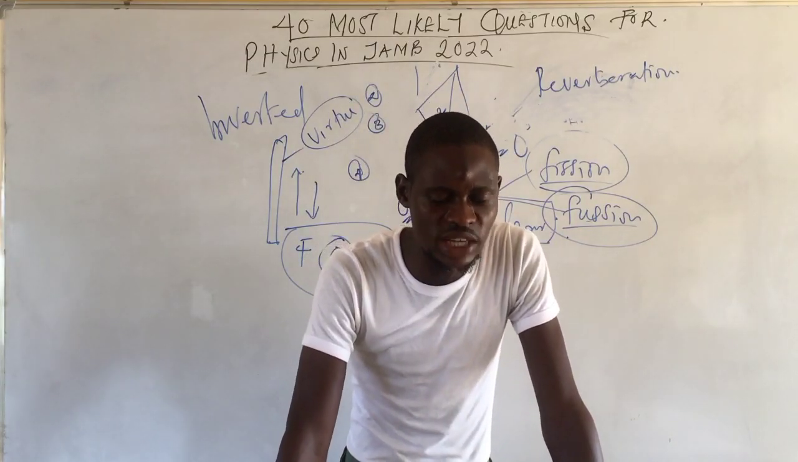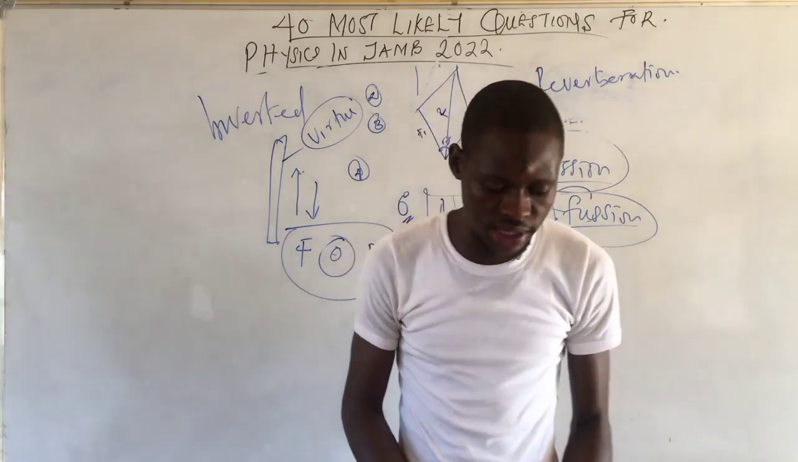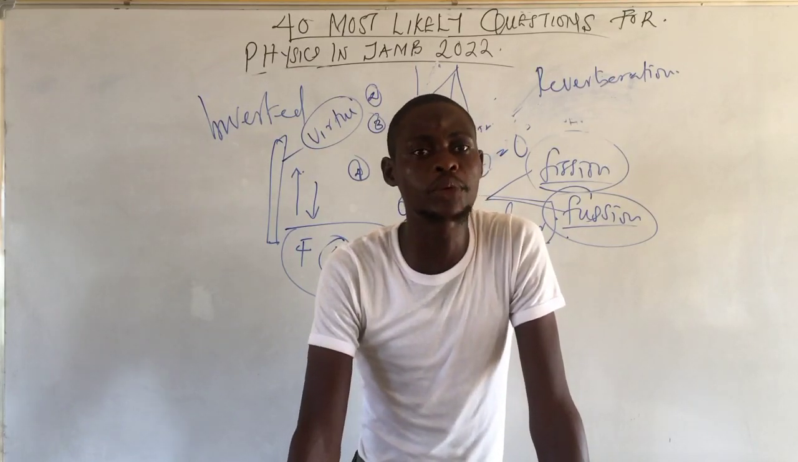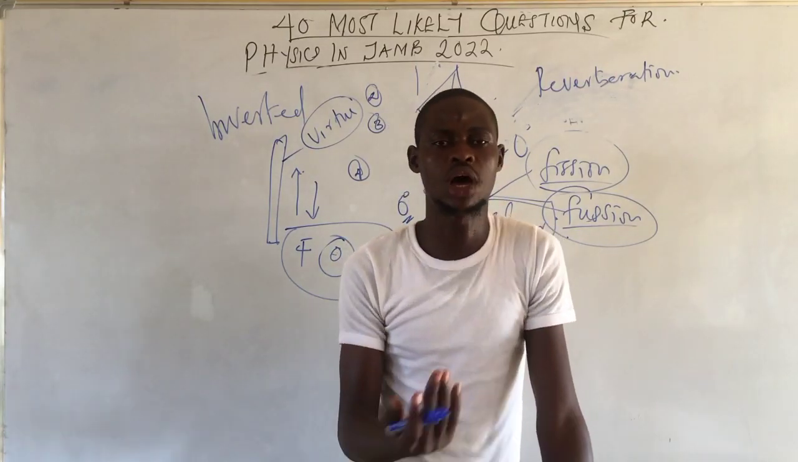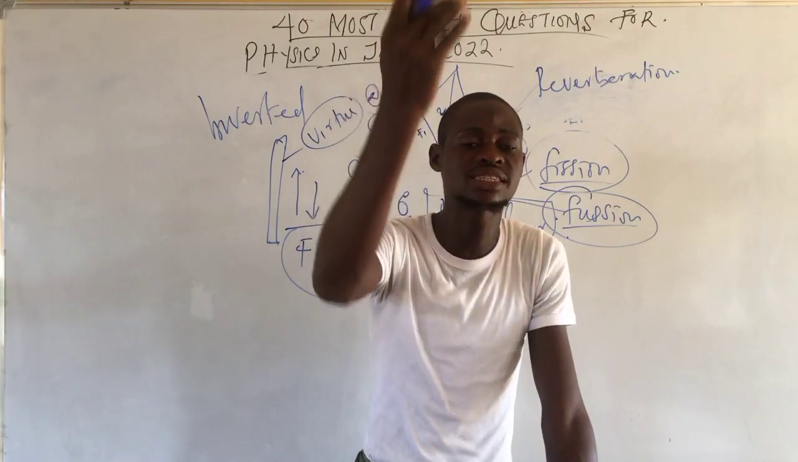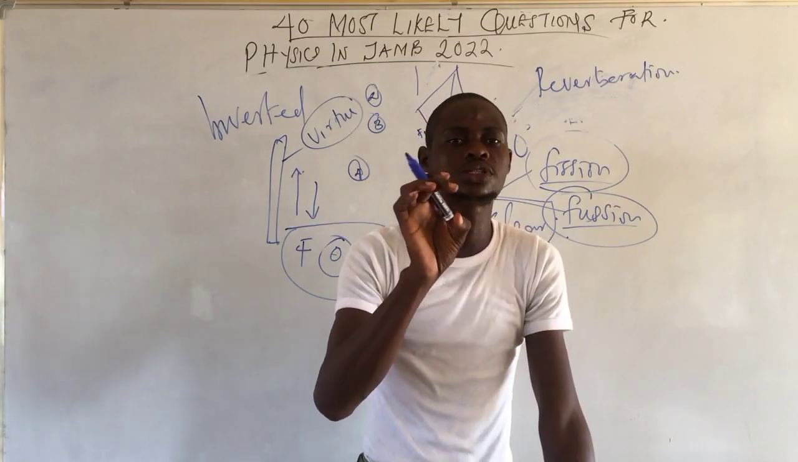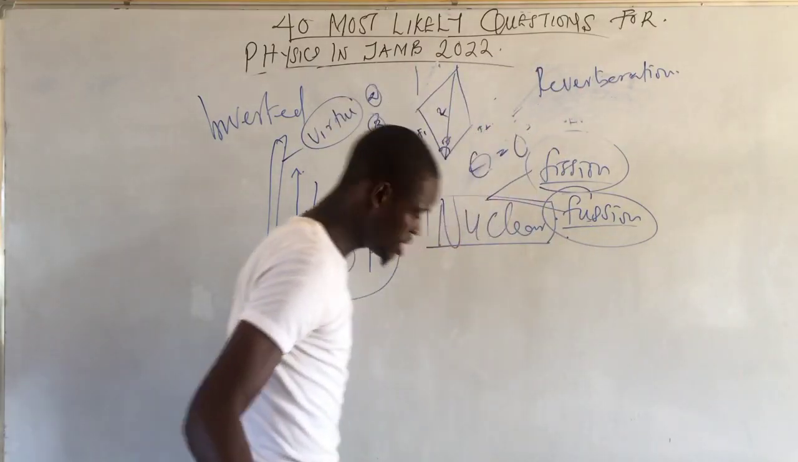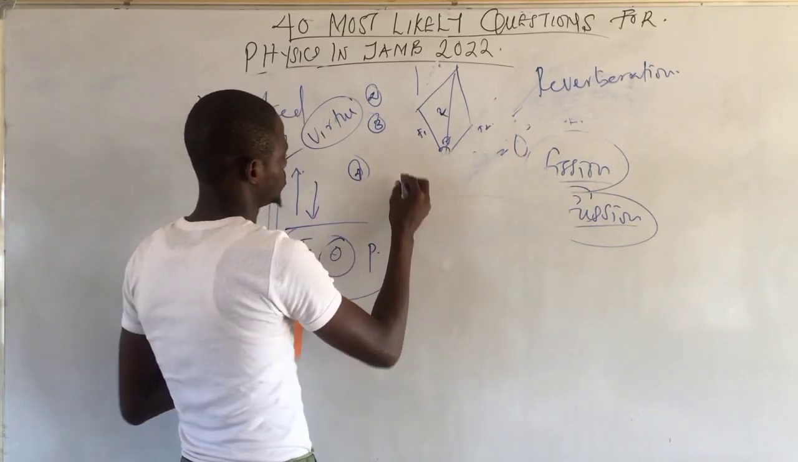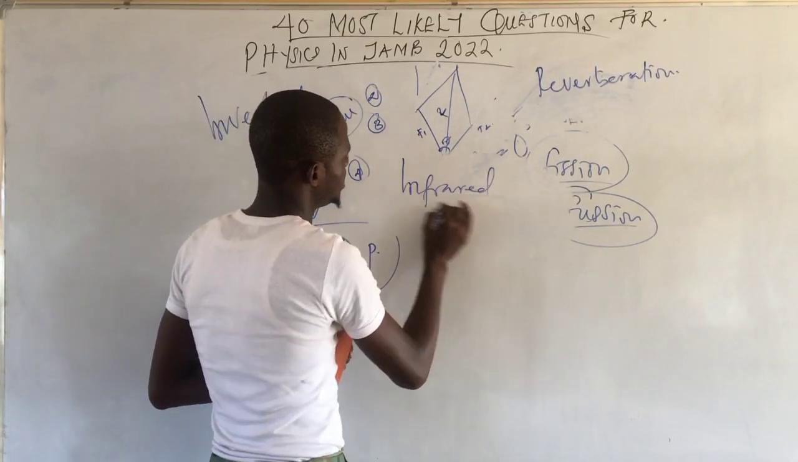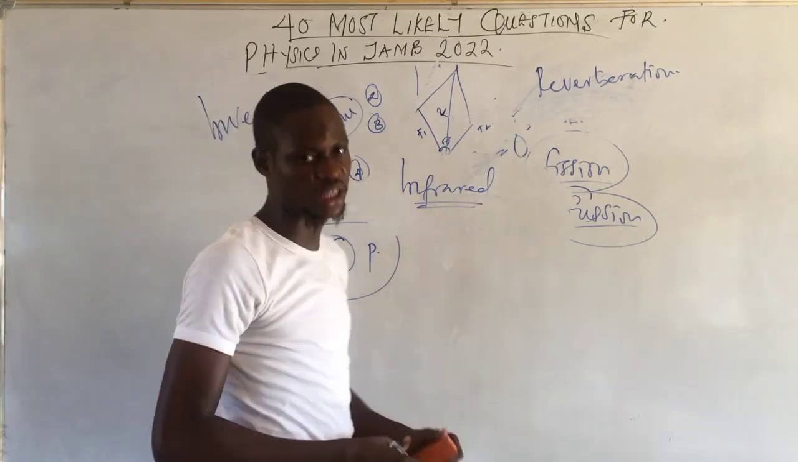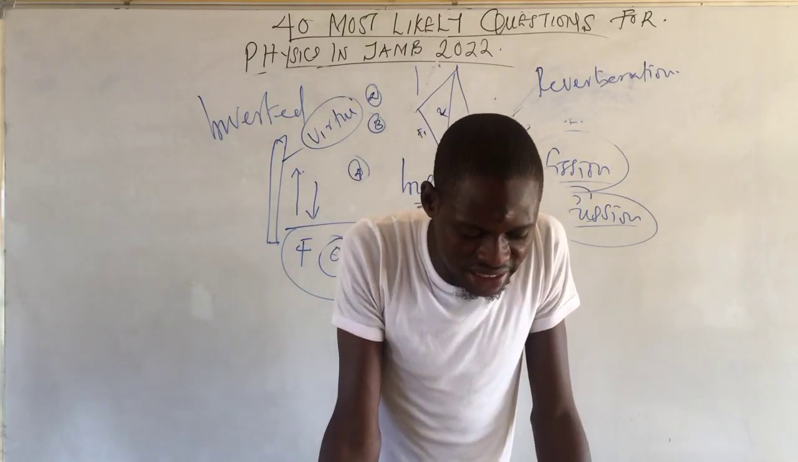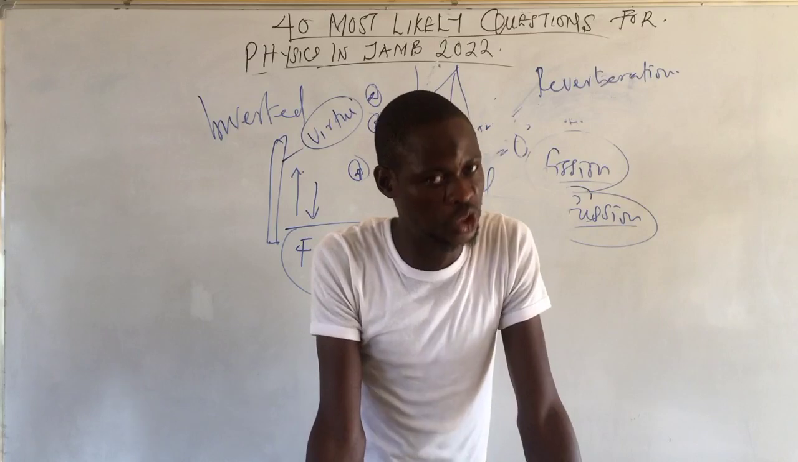Now, let's take a look at question 15. They said the electromagnetic wave that produces heating effects in the environment. We have different types of electromagnetic waves, but the one that produces heating effects is the infrared ray. This electromagnetic wave produces heating effects. It is always found in sunlight.